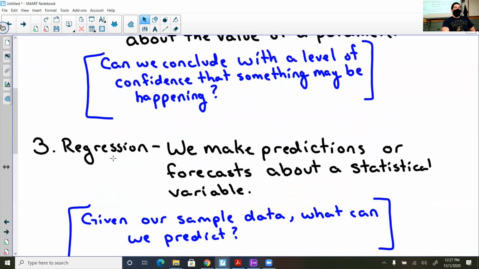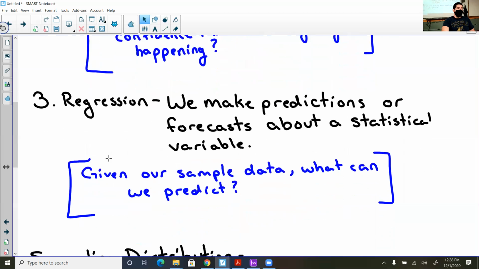And then the third and final inference is when we do a regression. That's when we make predictions or a forecast about a statistical variable. Given that we know a sample, what do we think is going to happen in the future? This really breaks up our last three chapters, and this is where we'll end the class, when we get through regression.